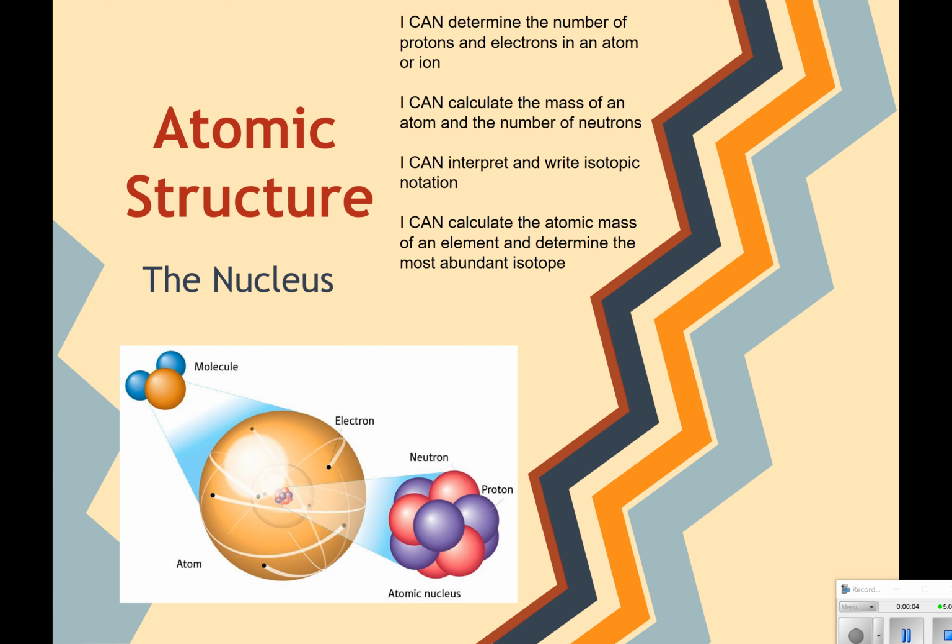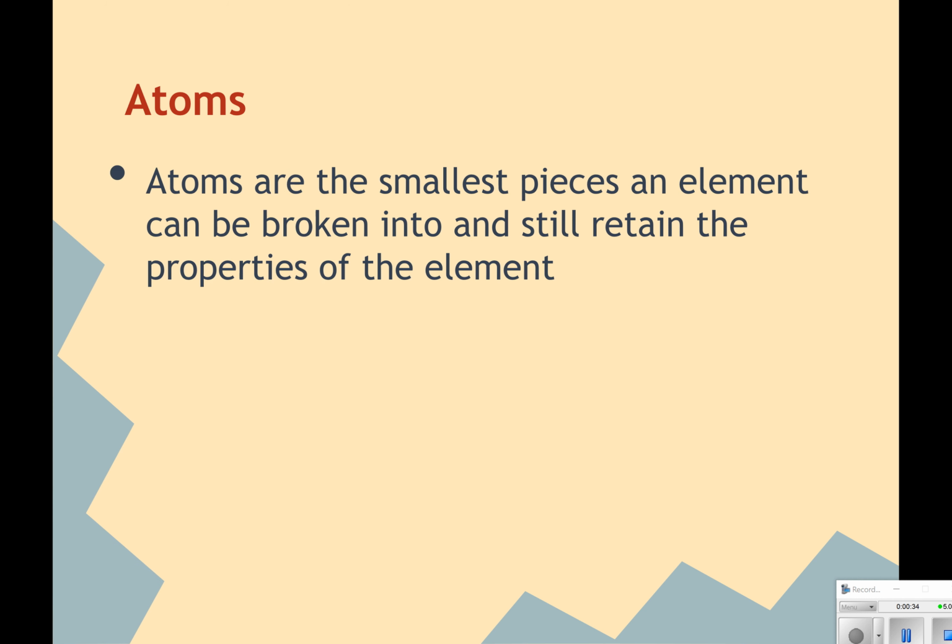Today's lesson is going to be on atomic structure, where we're going to take a look at individual atoms and the smaller particles that make up atoms themselves. After today's lesson, you should be able to determine the number of protons and electrons in an atom or ion. You should be able to calculate the mass of an atom and the number of neutrons. You should be able to interpret and write isotopic notation, and also calculate the atomic mass of an element and determine the most abundant isotope of that element.